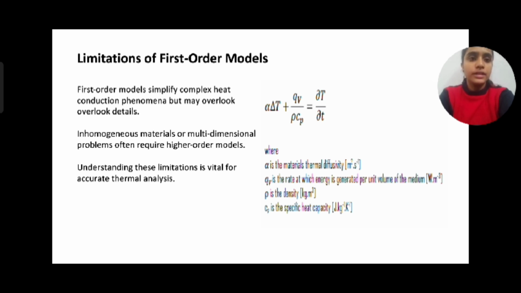α∇²T + Qv/ρCp = ∂T/∂t, where α is the material thermal diffusivity, and Qv is the energy generated per unit volume of the medium. ρ is the density. Cp is the specific heat capacity.